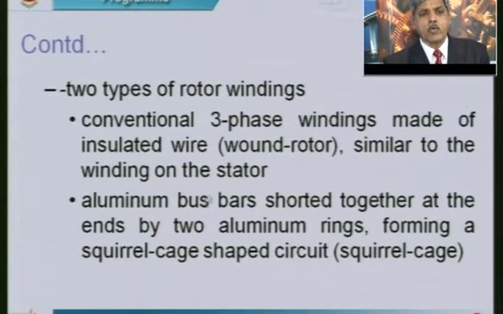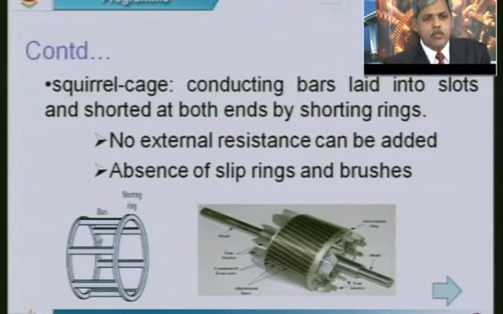The second type of rotor will have rotor conductors as aluminum bars shorted together at the two ends by two aluminum rings, forming a squirrel cage shaped circuit. You can see this is the squirrel cage shape. Here you can see the assembled rotor. This is where you have the bars, and the bars at both ends are short circuited. This is a short circuiting ring, and there will be a small projection outside for the conductor, so that during rotation this gives a fan effect for sucking air into the machine to take away the heat.